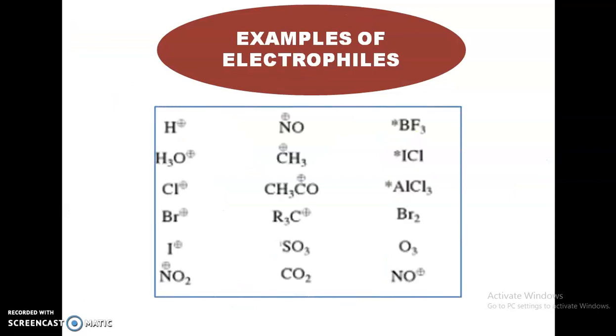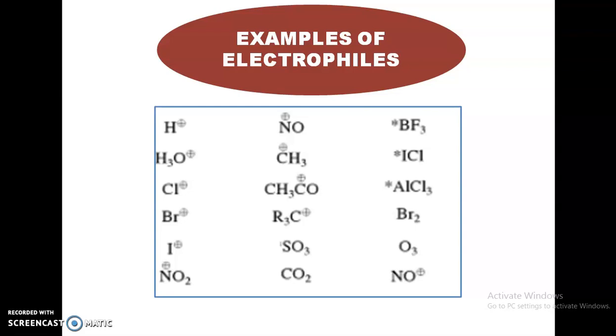What are the examples of electrophiles? The ones with positive charge are electrophiles. Some which do not have positive charge but have an electronegative atom which pulls electrons towards itself, making it electron deficient, those also act as electrophiles. So a few examples are H+, H3O+, CH3+, NO+, then AlCl3+, and Br2, SO3, NO2+, which are the usually used electrophiles for substitution reactions.